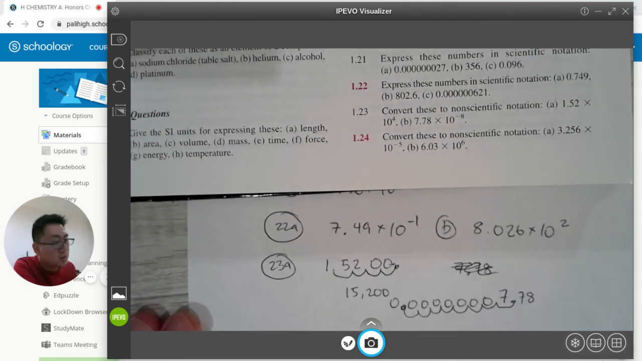Okay, so try number 24B. I want you to figure out the answer and choose the answer. So pause this one again. What is the answer for 24B?